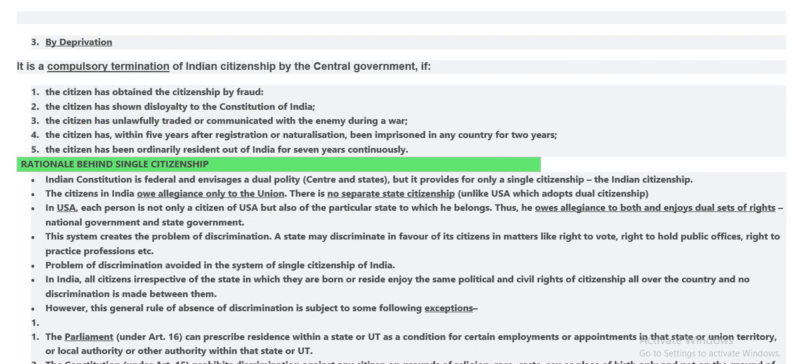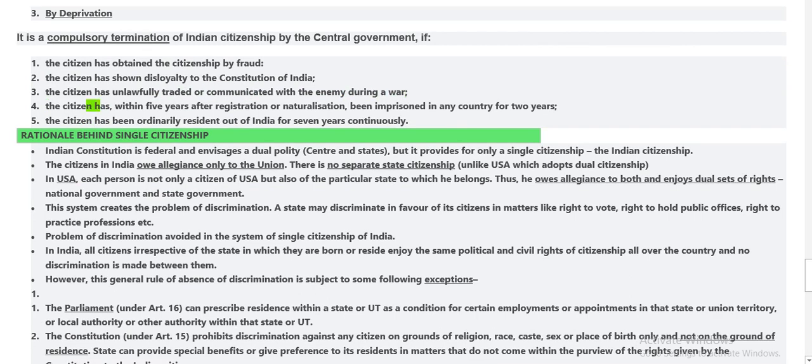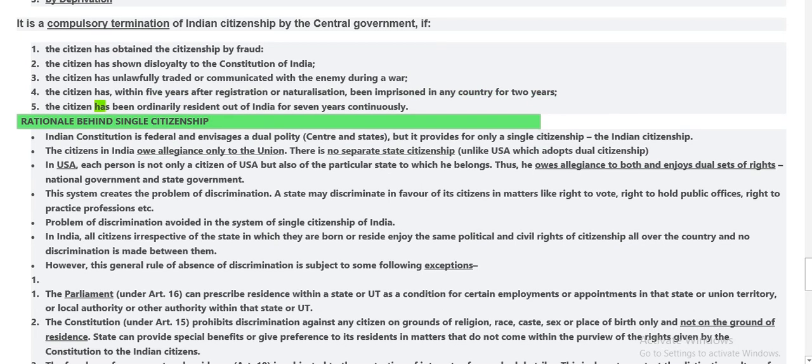The citizen has shown disloyalty to the Constitution of India. The citizen has unlawfully traded or communicated with the enemy during a war. The citizen has, within 5 years after registration or naturalization, been imprisoned in any country for 2 years. The citizen has been ordinarily resident out of India for 7 years continuously.